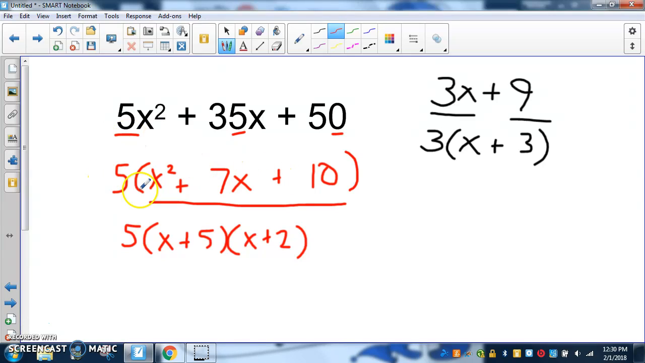Factor out the GCF, then factor what's left over. You should know how to do each of those things independently of each other. The question is, can you put those two steps together? Sometimes we'll factor out a GCF, and again, we'll get something that's not factorable, like x plus 3, and that's fine too. Just leave it like that. You're done. You've gotten it correct.